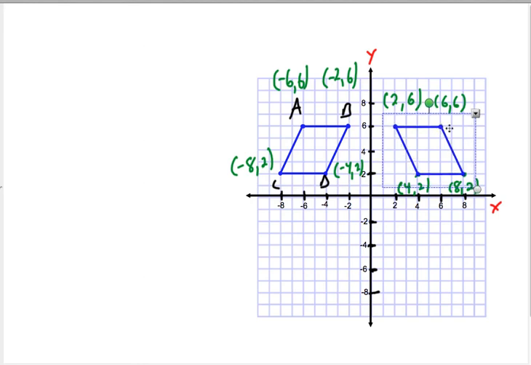Alright, you can also reflect things over the x-axis. You could also reflect things over a line that you make up, which we can do tomorrow.